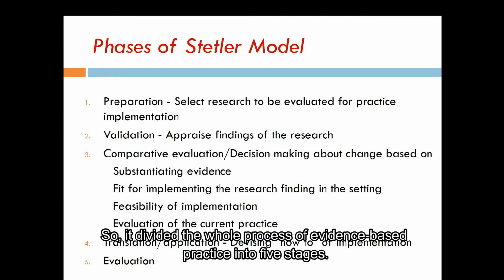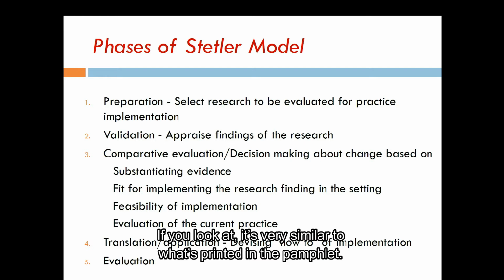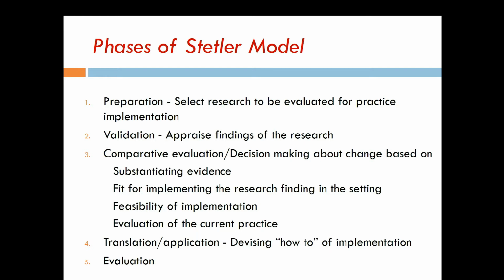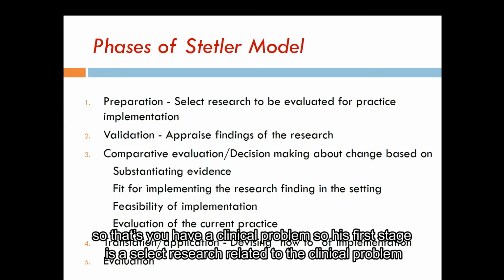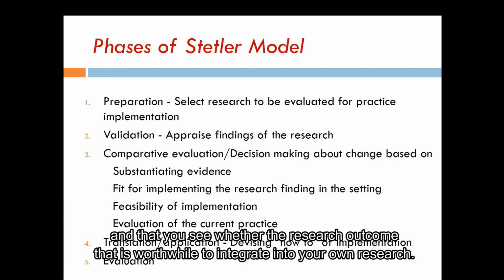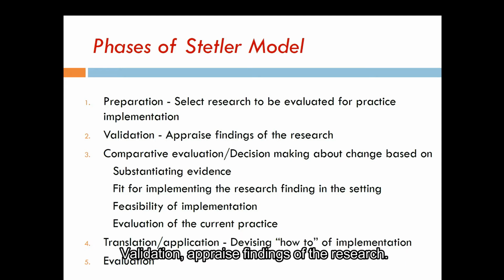So he divided the whole process of evidence-based practice into 5 stages. If you look at it, it's very similar to what's printed in the pamphlet. Basically it's the preparation. First, they select the research to be evaluated for practice implementation. So you have a clinical problem, and his first stage is to select research related to the clinical problem, and you see whether the research outcome is worthwhile to integrate into your own practice. Then validation: appraise the findings of the research.